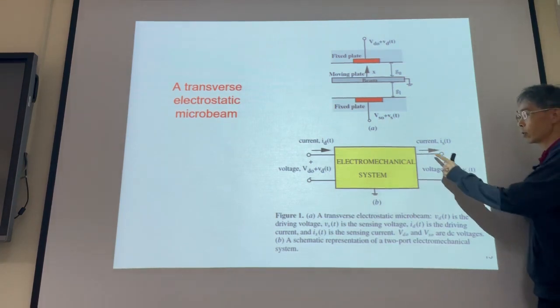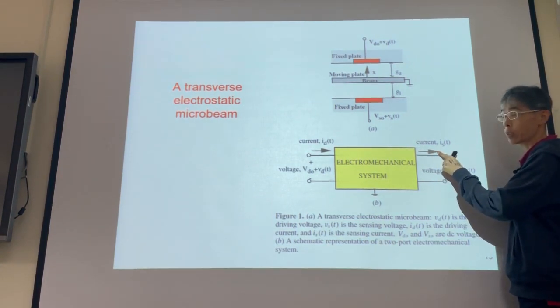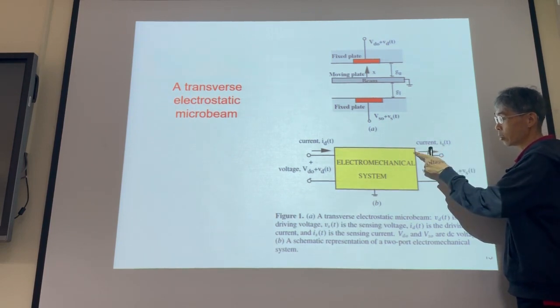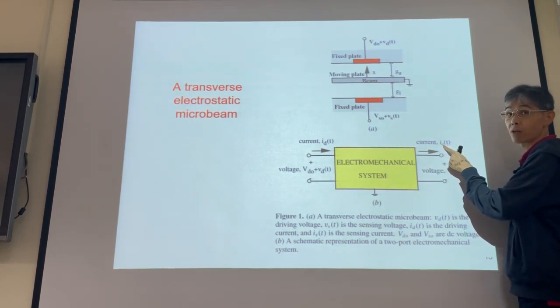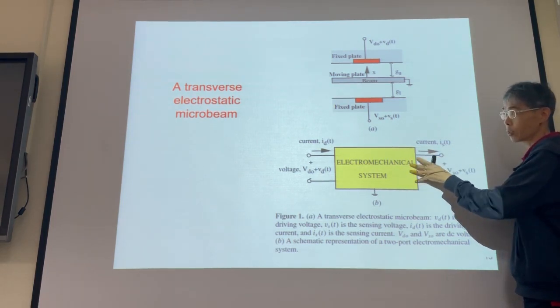The arrowhead direction is also important. It means this is a positive value for IS, and if you go this way, it means IS is negative. So the arrowhead is important in your schematic.